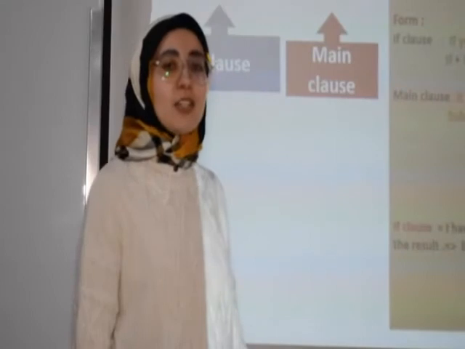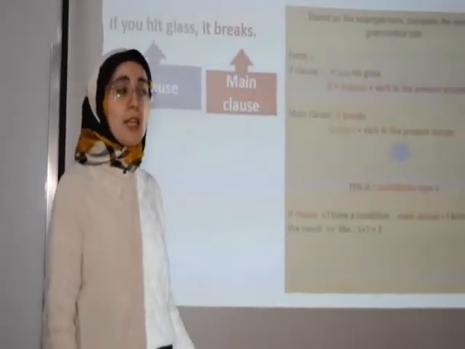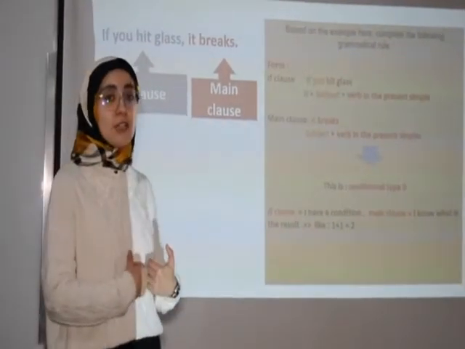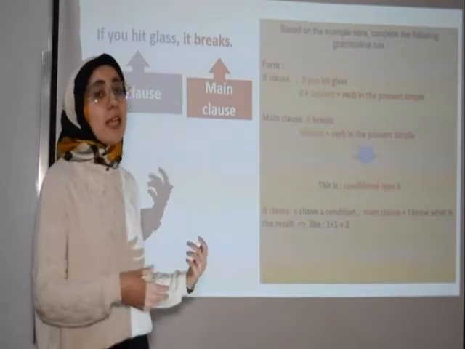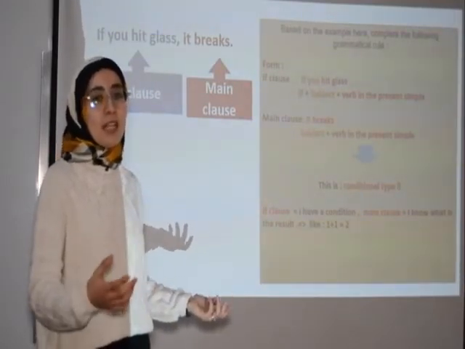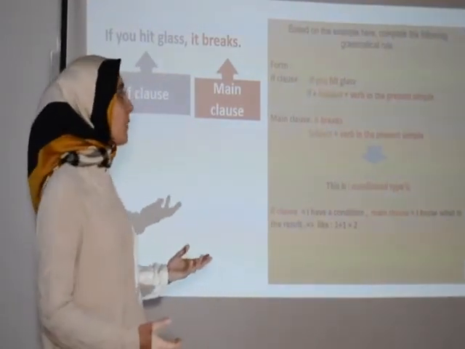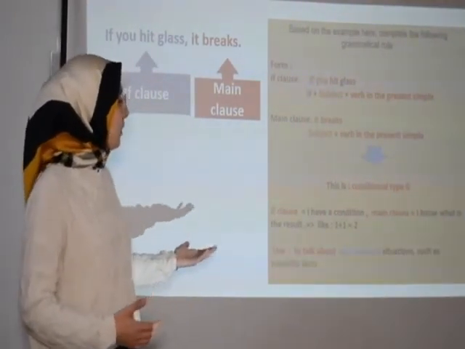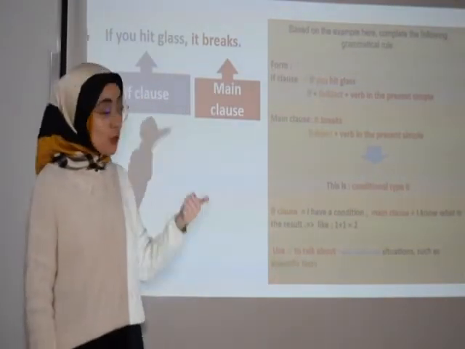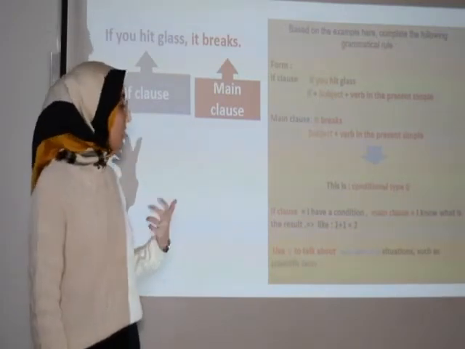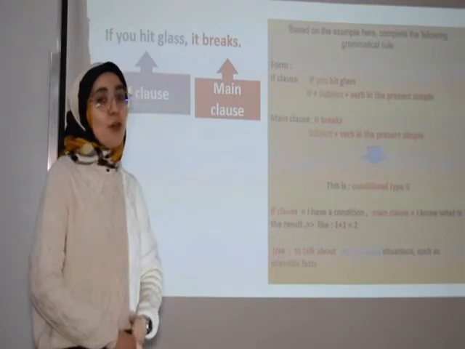This is conditional type 0. It consists of 2 parts. If clause, I have a condition. Main clause is an evident result of the condition. Example, 1 plus 1 equals 2. Now, let me ask you, why do we use this conditional? We use it to talk about real, true situations, such as scientific facts that we have seen before.